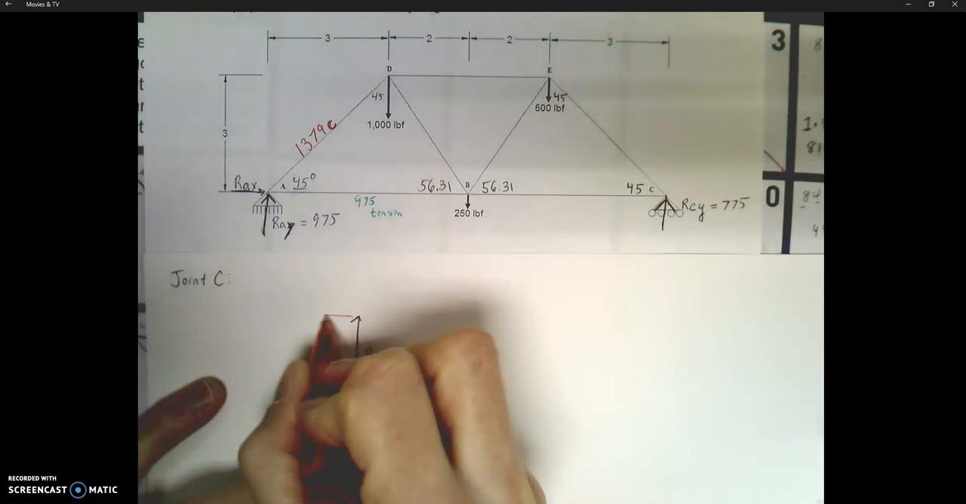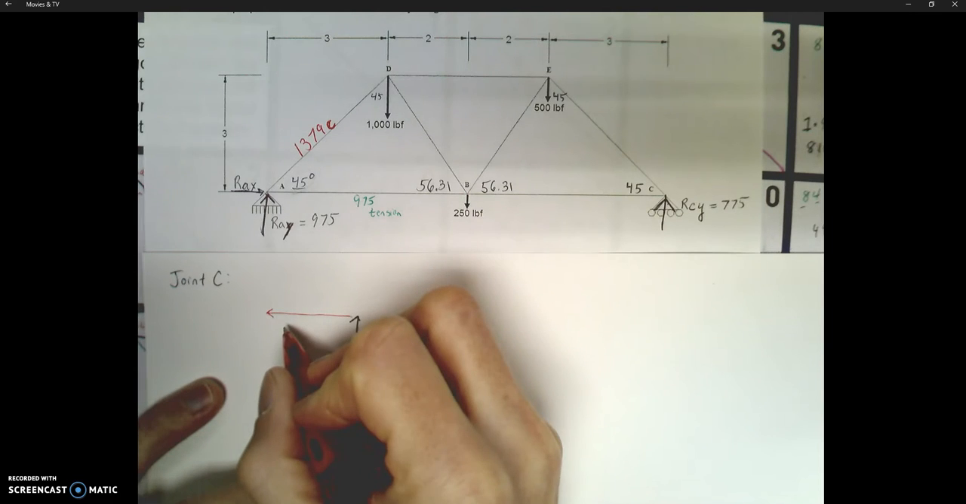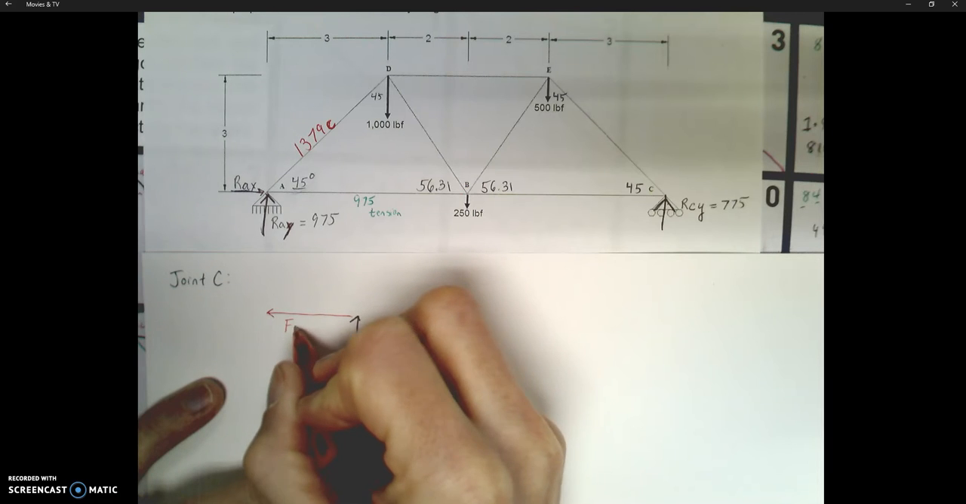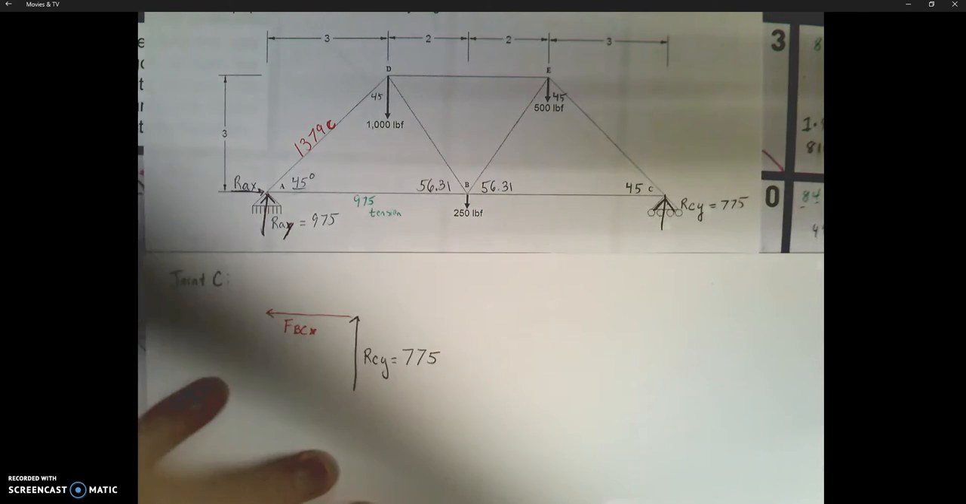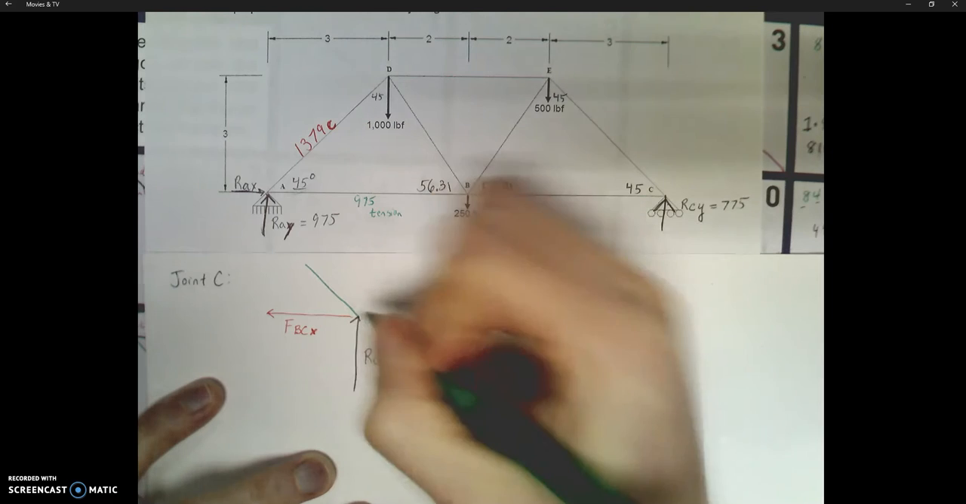Then pulling out the red, we're going to get the force of member BC. We're going to assume tension, so pulling away, and we're going to have to calculate that. So we have force of member BC, and that's in the x direction just to keep things organized for ourselves. Then we're going to pull out the green, and we're going to look at this force of member EC.